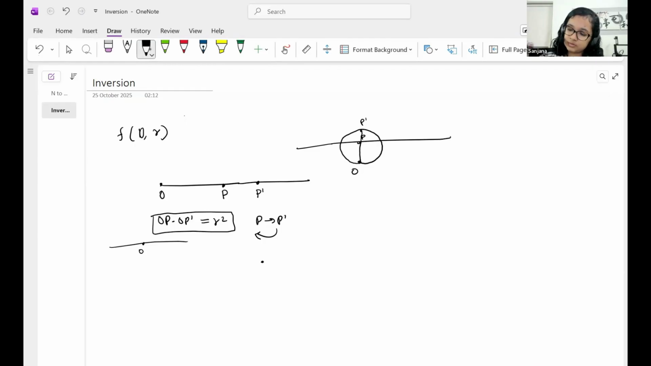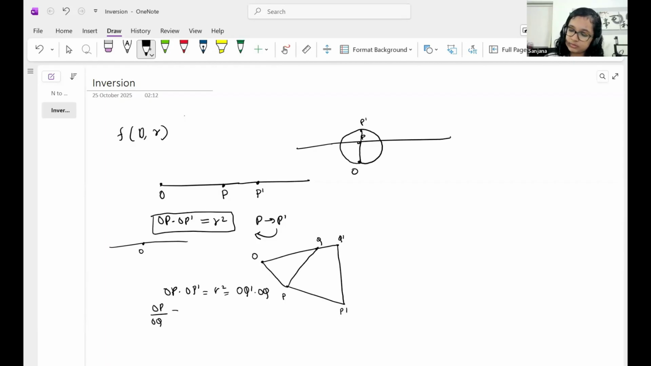It's what happens to just any two random points. So you have your inversion at O, and say you have a P and a Q. And suppose these go to two points, Q dash and P dash. So what you know is that OP times OP dash is equal to R square, and that's equal to OQ times OQ dash. So what this gives you is that OP by OQ is equal to OQ dash by OP dash.